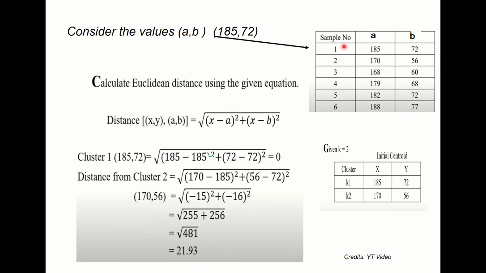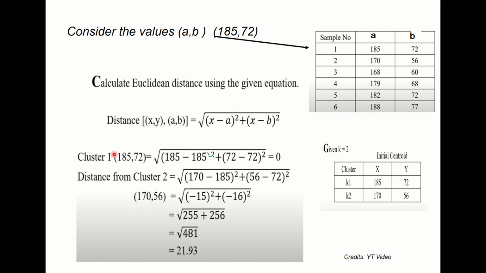So here initially I am considering my A and B points. My point is 185, 72. I am taking the first point in my data set, and these are my clusters. So this is my K1 and K2. When you understand this, x minus a, this x is basically the K1 values, and this a and b is nothing but this 185 and 72. So from the cluster 1, I get (185 minus 185) the whole square plus (72 minus 72) the whole square.